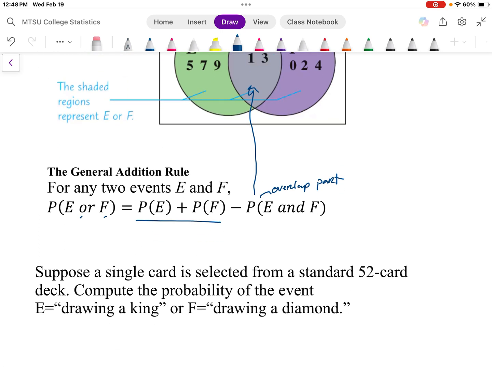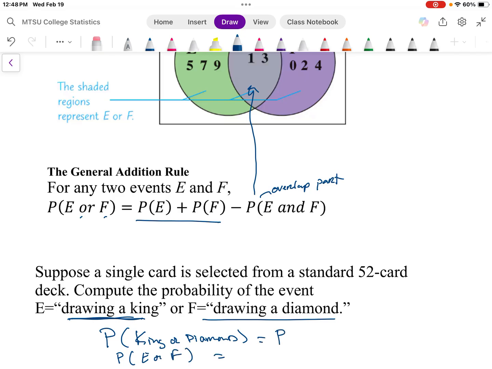So suppose a single card is selected from a standard deck of cards. Compute the probability of the event E, draw a king, or F, draw a diamond. And again, these are not mutually exclusive events. They are overlapping because we do have a king of diamonds. So what's the probability I draw a king or a diamond? Again, notation-wise, P of E or F. So with this in mind, we can take the probability of a king plus the probability of a diamond, but I got to subtract off the probability of a king and diamond.